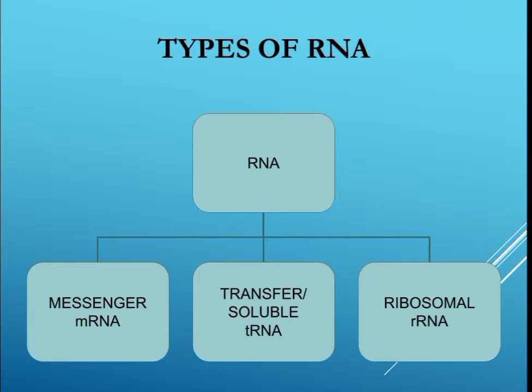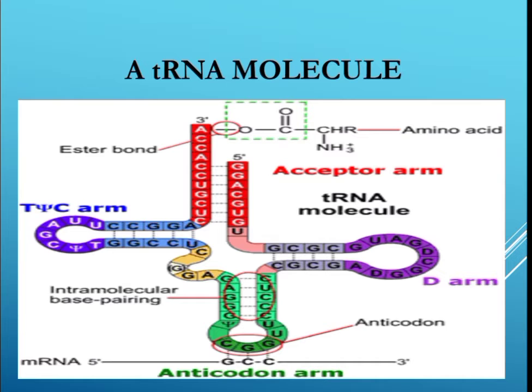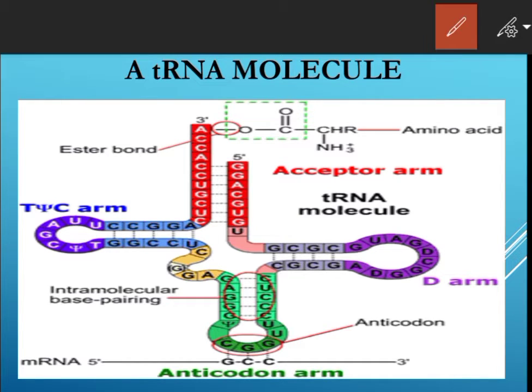So children will be studying about types of RNA. RNA is of different types like the messenger RNA, which is also known as mRNA, transfer or soluble RNA, which is also called the adapter molecule, that is tRNA, and ribosomal RNA, that is rRNA. Now let us study about the tRNA, which is also called the adapter molecule.